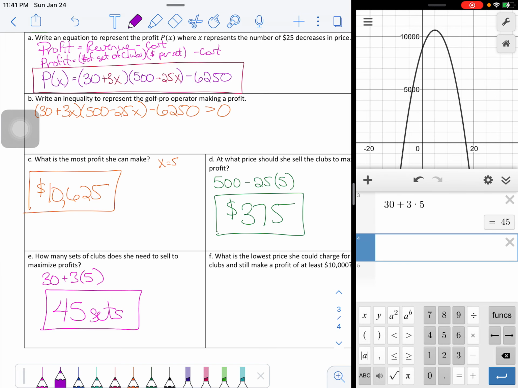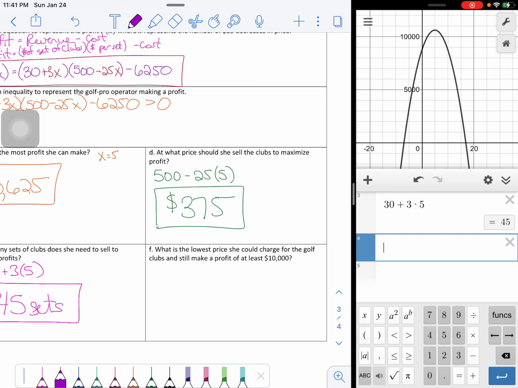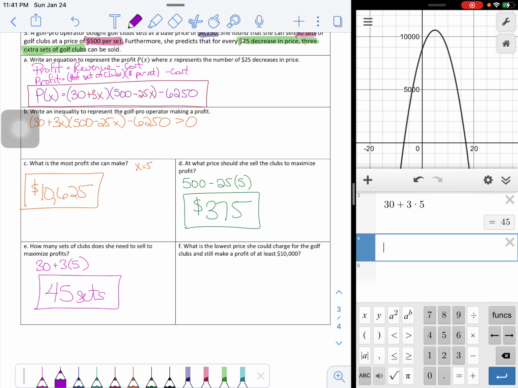And the last question for this particular problem, what is the lowest price she could charge for the golf clubs and still make a profit of at least $10,000? Now, we know her profit was over $10,000, so it is possible to do this. If I had told you that the maximum profit was $10,625, and then in part F I asked you what's the lowest price to make a profit of at least $20,000, that's just not possible. Her maximum profit was only $10,625.